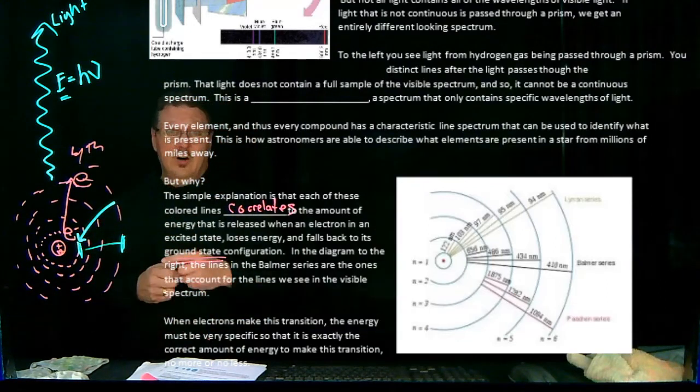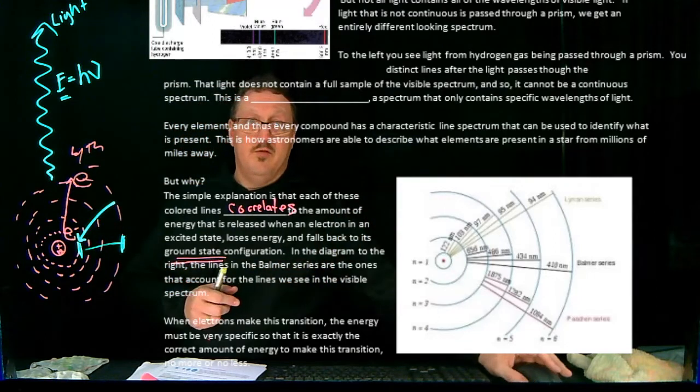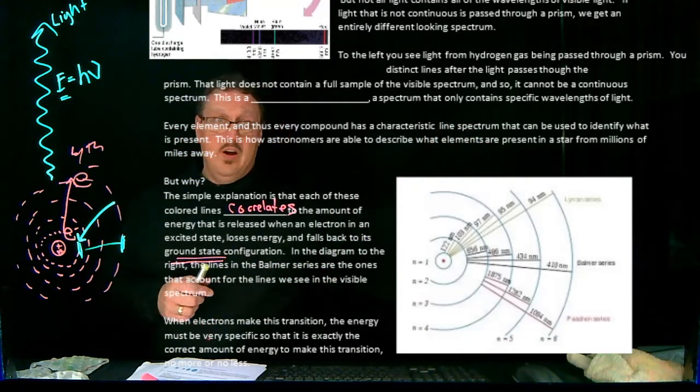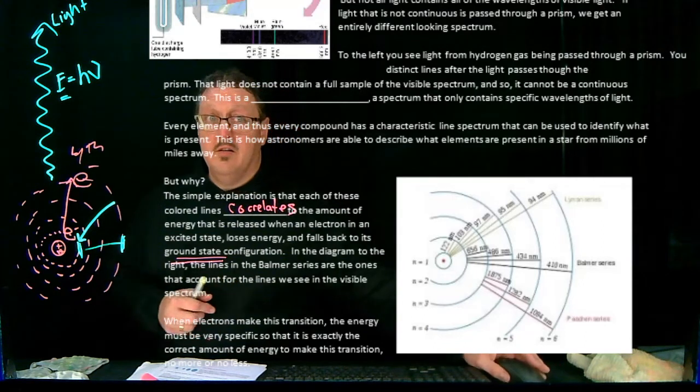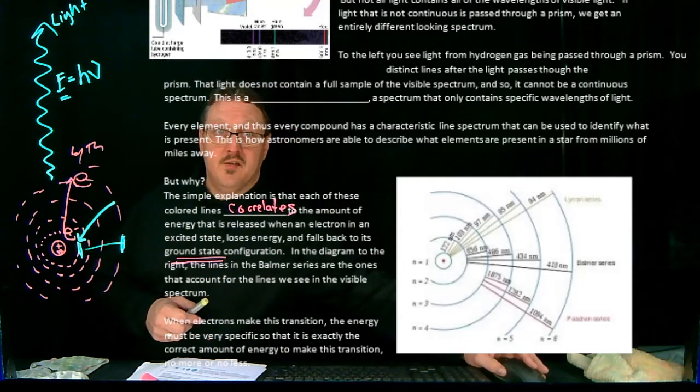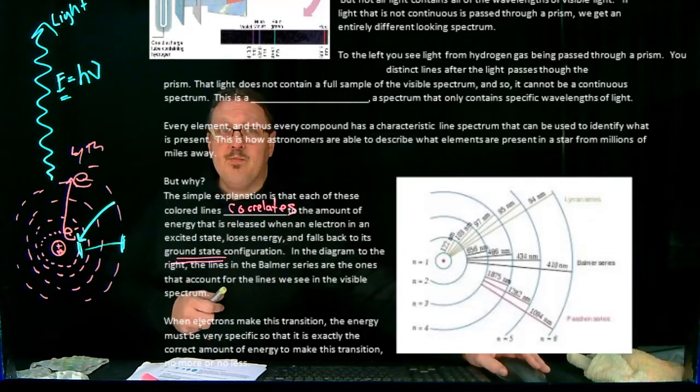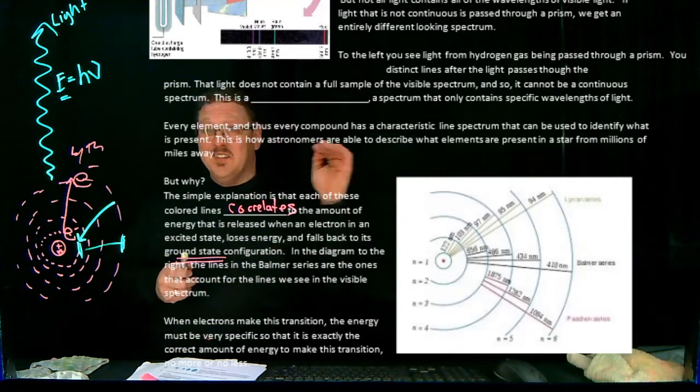Now, this is a hydrogen atom over here in the diagram to your right. And you can see right here, this is where we have our nanometers labeled. We have 656, 496, 434, and 410. And so this is the energy of those transitions: from the lowest energy level to the next, from the lowest to the 3rd, from the lowest to the 4th, lowest to the 5th. And each of those transitions has its own energy level.